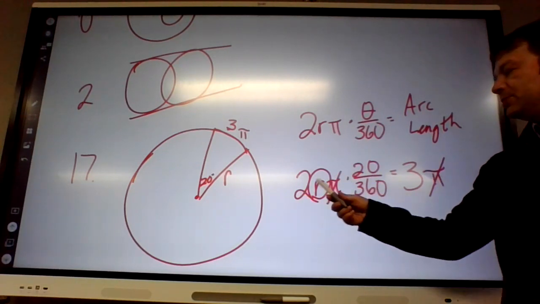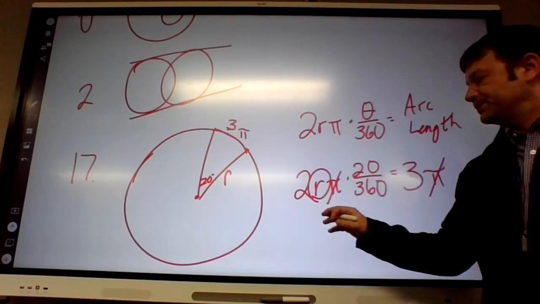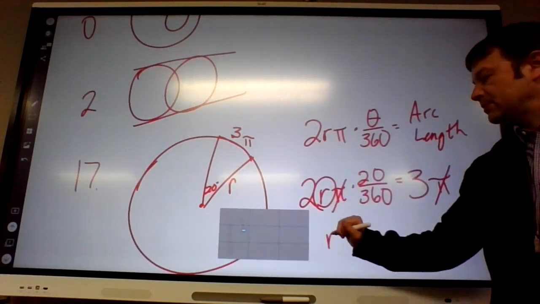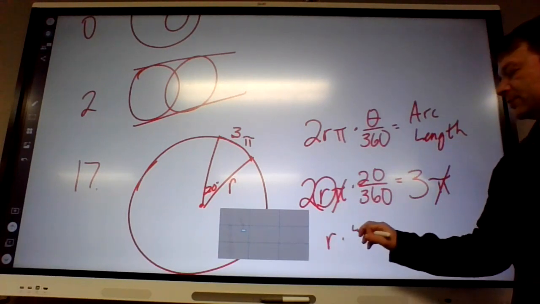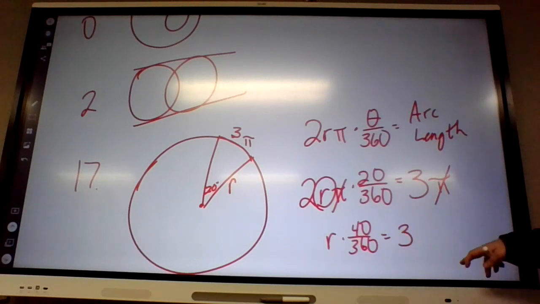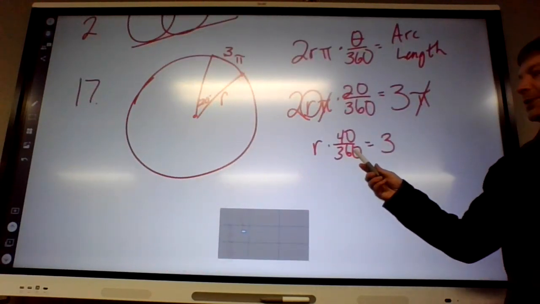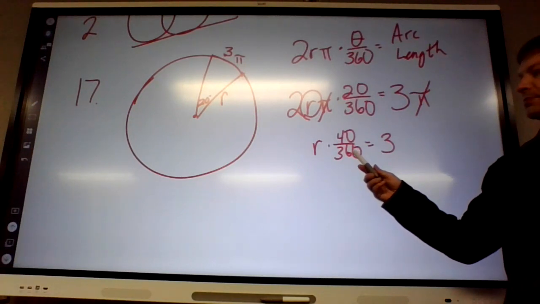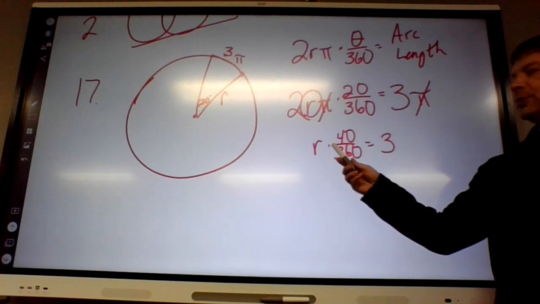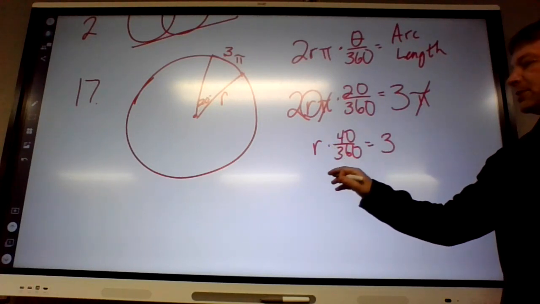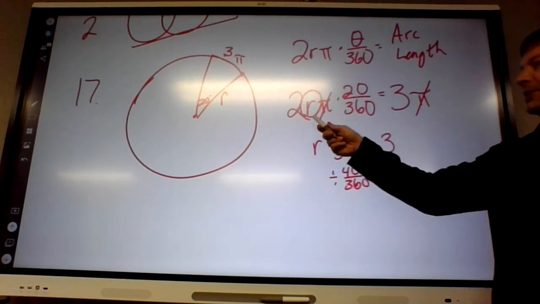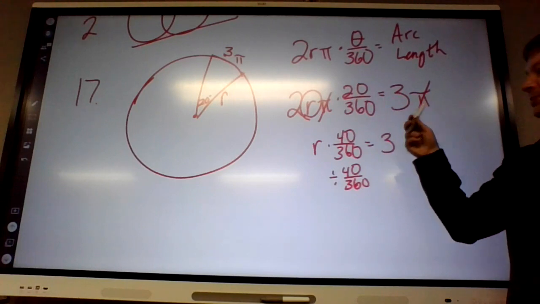What's 2 times 20 over 360? It's 40 over 360 if we multiply those together. How do I solve this for r? Use times 360. Okay, yeah, you could do that, or how do I get rid of a multiplied value? So you can just divide by 40 over 360. You could also just divide it by 2 and divide by this. That would have worked.